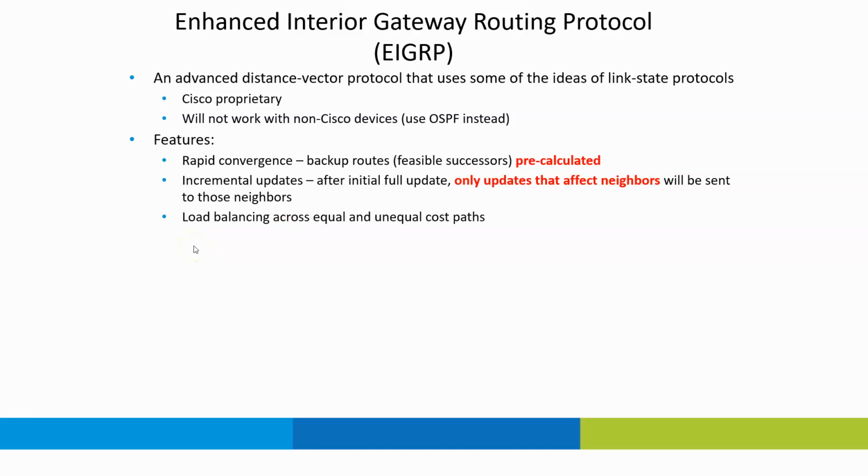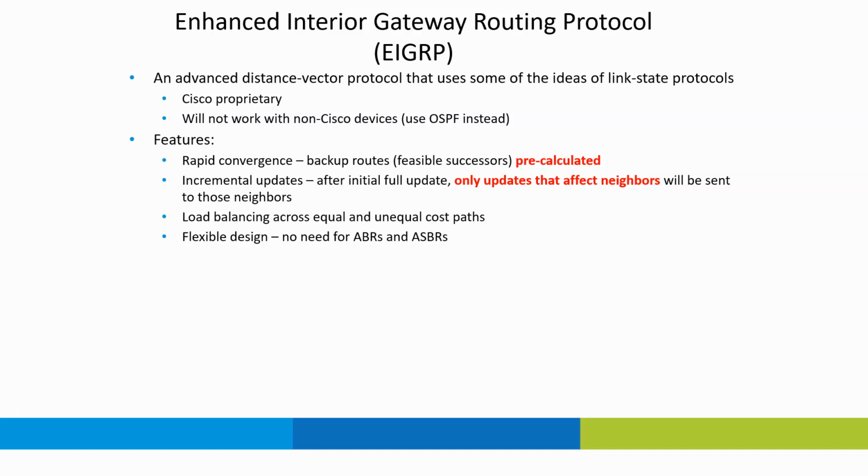Load balancing across equal and unequal cost paths. The variance here is what percentage of the highest metric it has to be in order to do that. I said a 2, and I think I actually went the wrong direction, so I didn't really get any unequal cost balancing, but you can modify the variance.